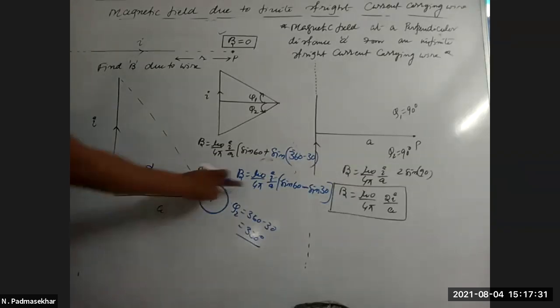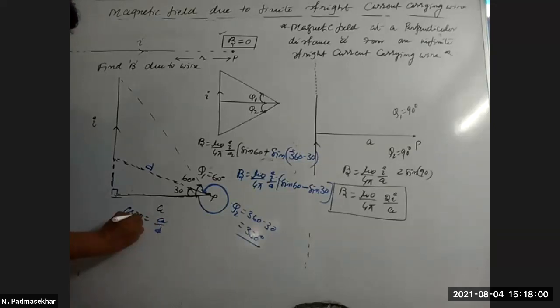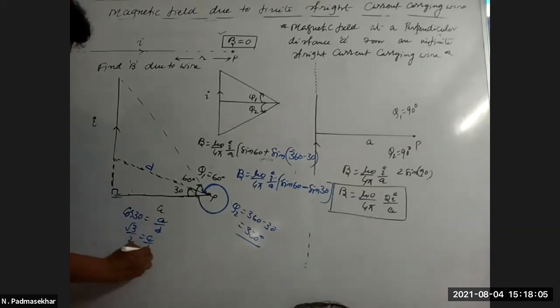So we need to write A in terms of D. To write it in terms of D, take this triangle. In this triangle, this is 90 degrees. What do I want? I want A, so cos 30 is equal to A by D. Cos 30 is root 3 by 2.